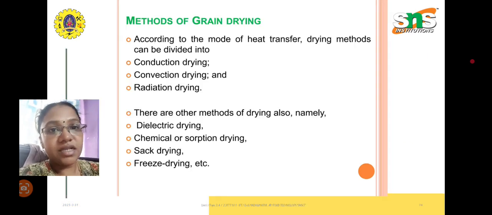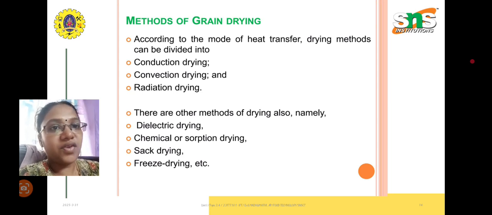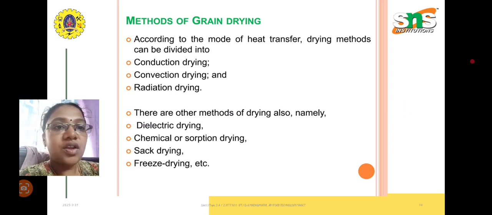So coming to the methods of drying, we can categorize them. As we have already seen, the mode of heat transfer is taking place. So we are dividing the methods into conductive drying, convective drying, and radiation drying. Other methods are dielectric drying, chemical or sorption drying, and freeze drying.